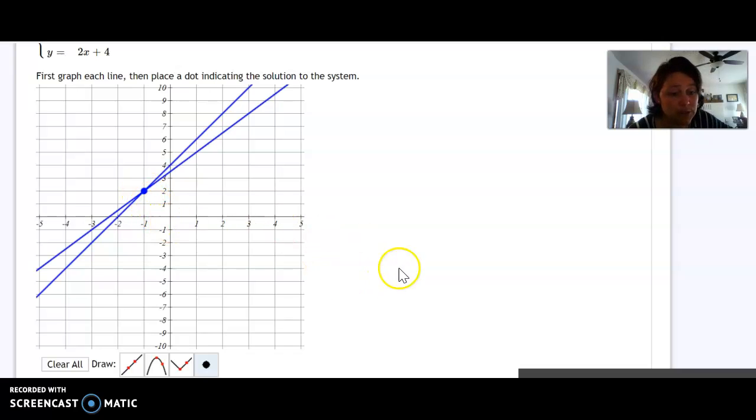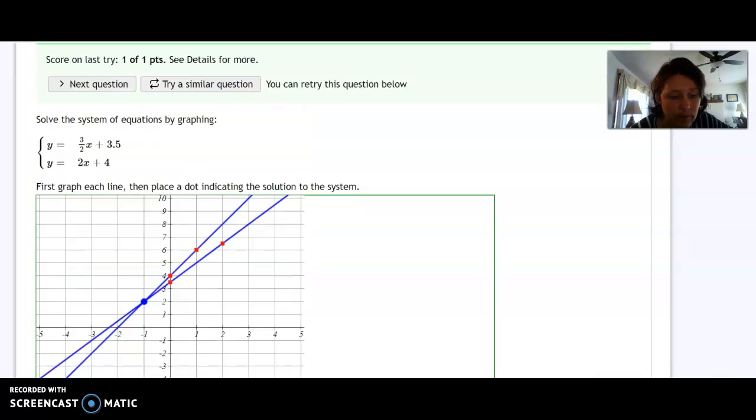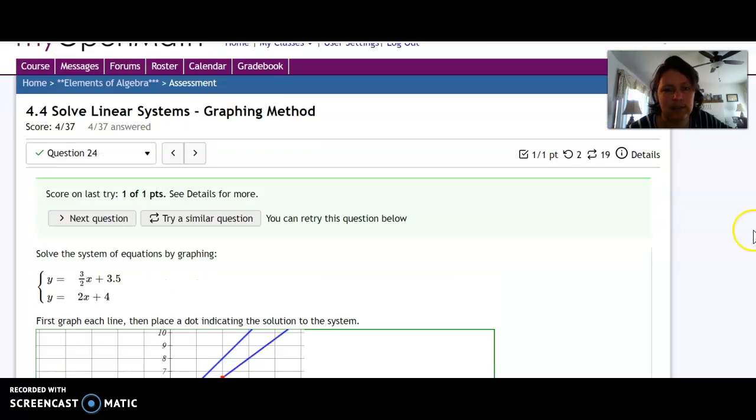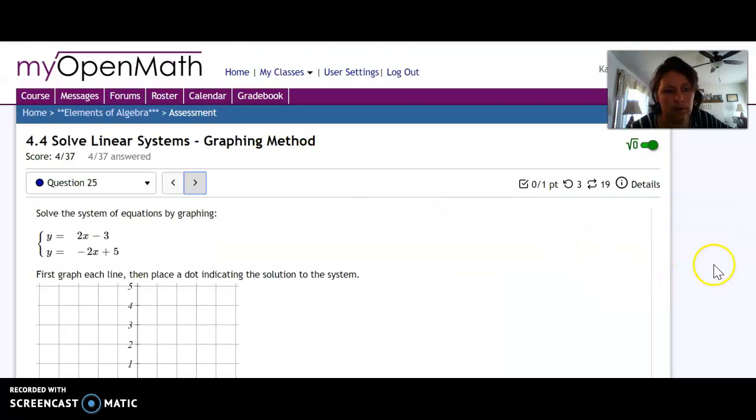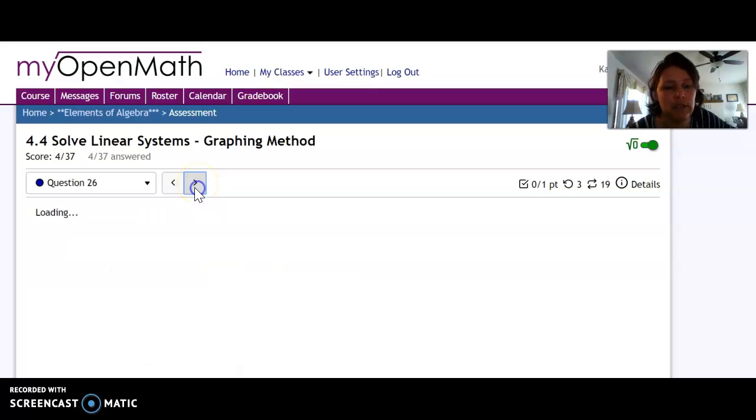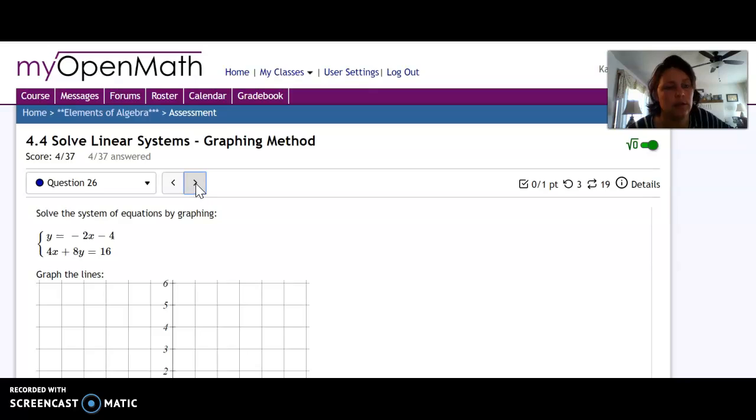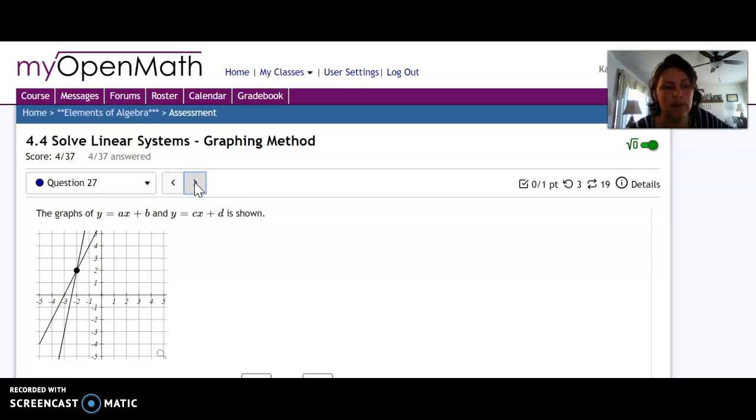And then that's my solution for that one, and I'm good. Let me see if I can submit it. Yeah, nice. Okay, next we are going on to number 25. I'm going to skip that one. Make sure you put your slope as a fraction. Make sure you know what your starting point is. You can rewatch these videos as many times as you need to. All right, we've done lots of those.